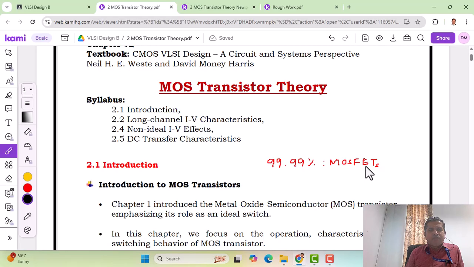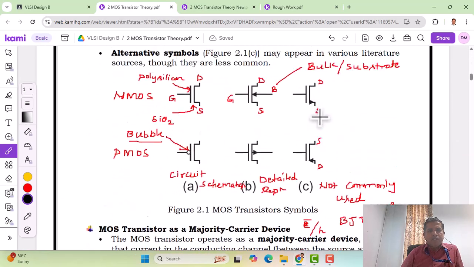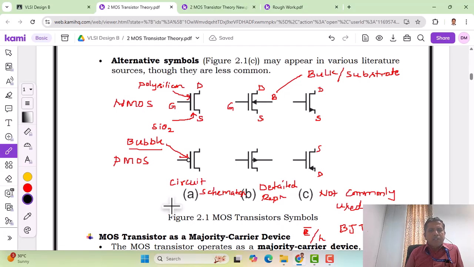Before we move on to today's video, let us recapitulate what we discussed in the previous video. We discussed MOS transistor theory, followed by the transistor symbolic representation, and we mentioned there are three different varieties of NMOS and PMOS representations. The first is circuit schematics, and the second is the detailed representation of the NMOS and PMOS transistor symbols. And in the last column, we discussed the not commonly used transistor symbols.